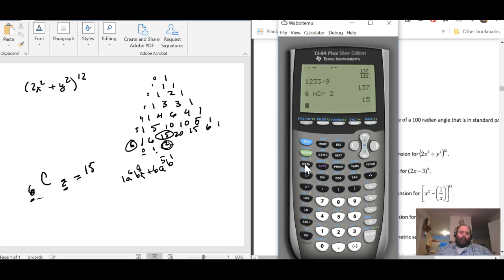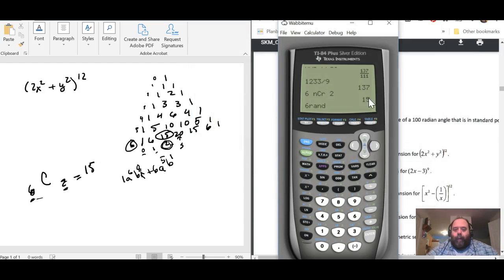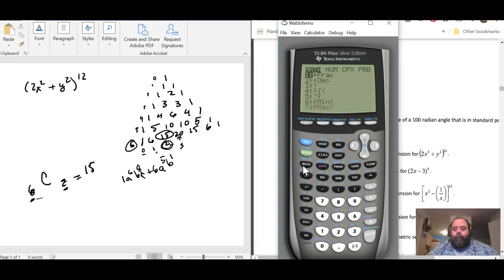There's my 15. So if this one's in the 3rd spot, then I should do 6 math choose. Oops, that's not choose. No, that's definitely not the choose. Let's get that out of there. 6 math, let's delete that. There we go. Math choose 3, and we should expect to get a 20 there, right? That's the next one over, and boom, there's the 20. So we have something that's working here.